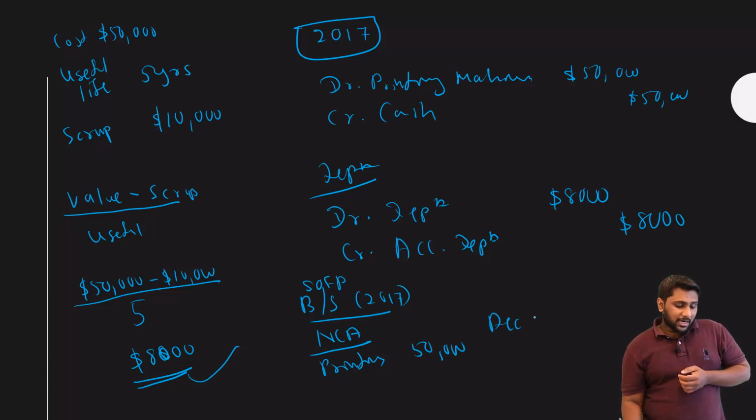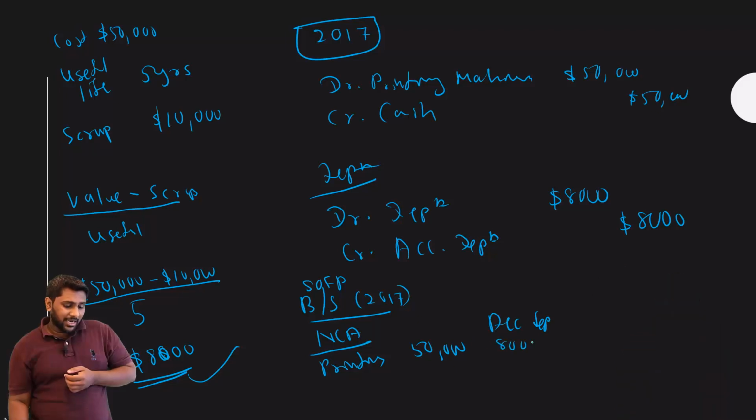From that, you will deduct your accumulated depreciation. How much is the end of first year accumulated depreciation? 8,000. So the value of the asset end of the year is how much? It is 42,000 US dollars. And let's see end of the year 2018, how much will it be?